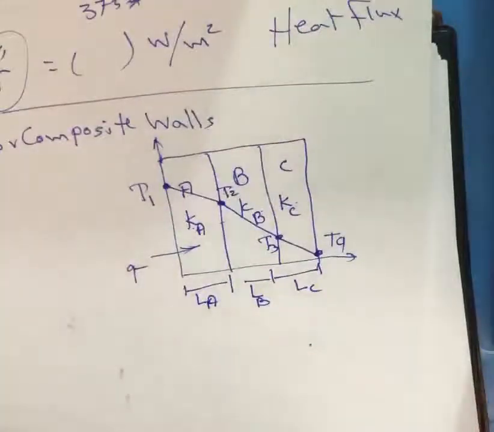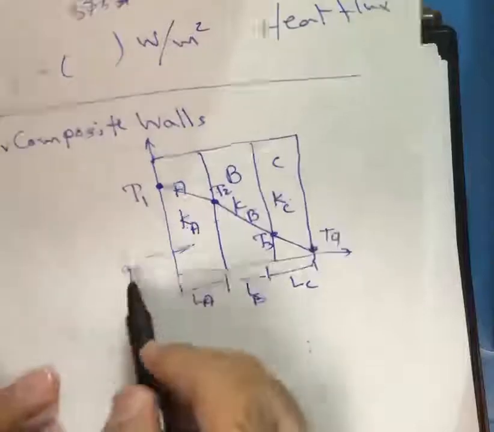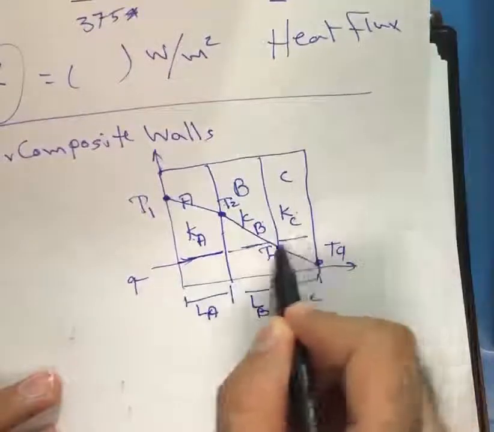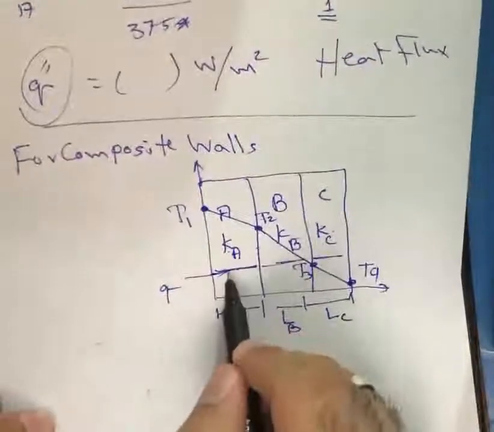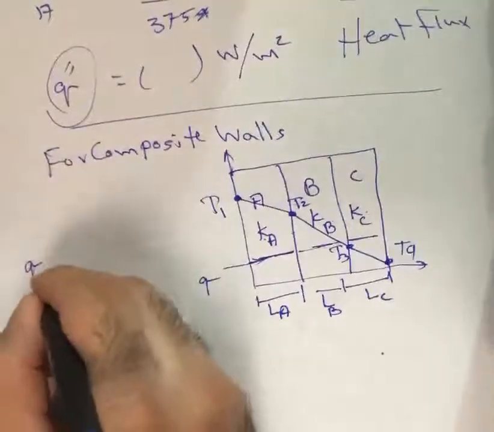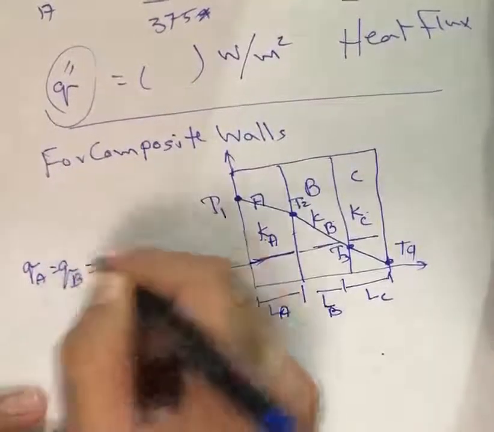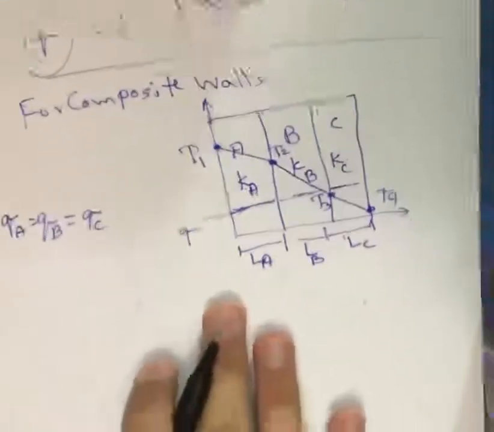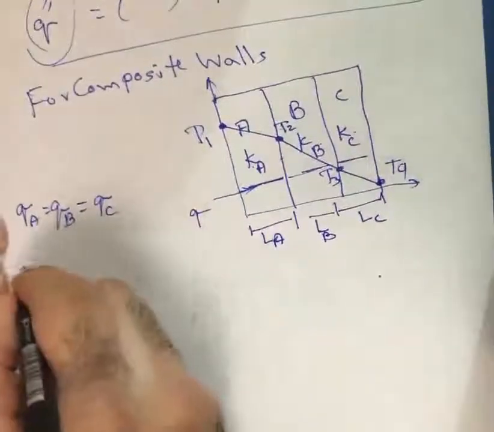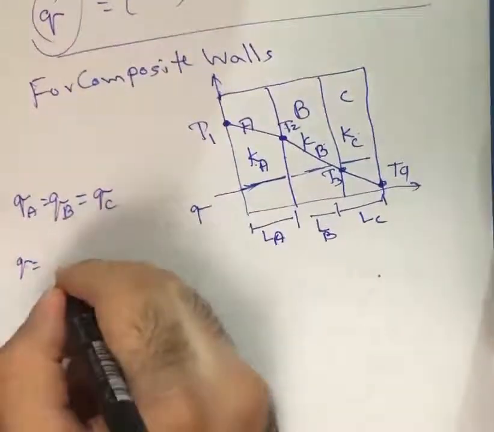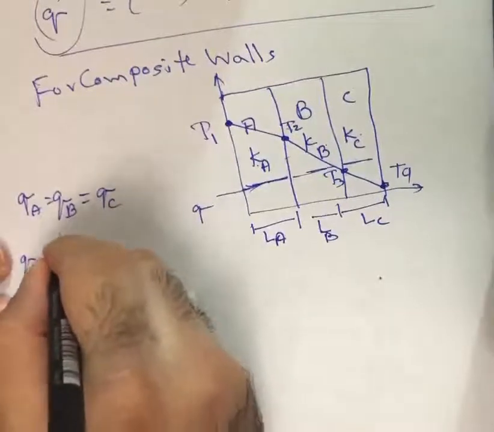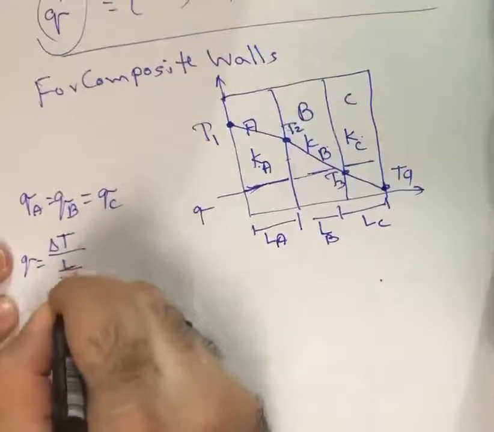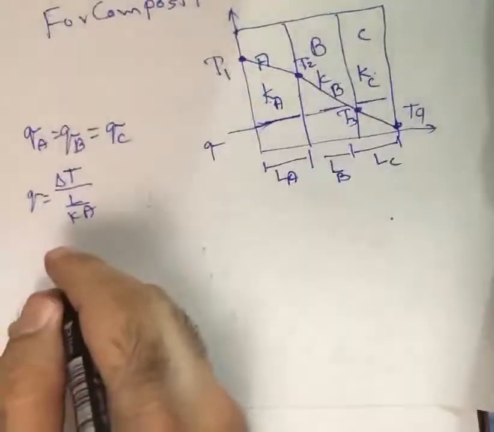Now we make a very important assumption, which is that the heat transfer across this wall, and this wall, and this wall is constant, so that the heat transfer Q through A is equal to the heat transfer through B and through C. It will be constant. Now, based on this fact, let us remember that the heat transfer is delta T divided by L divided by Ka.